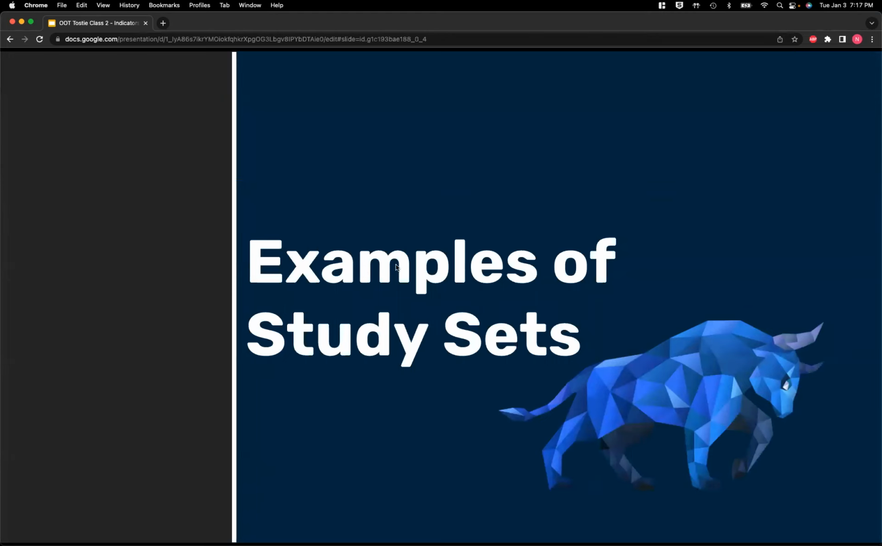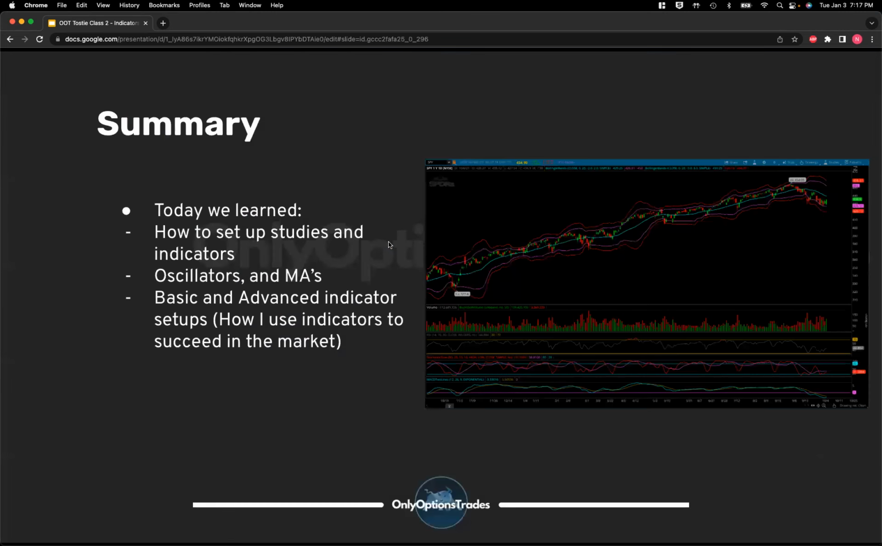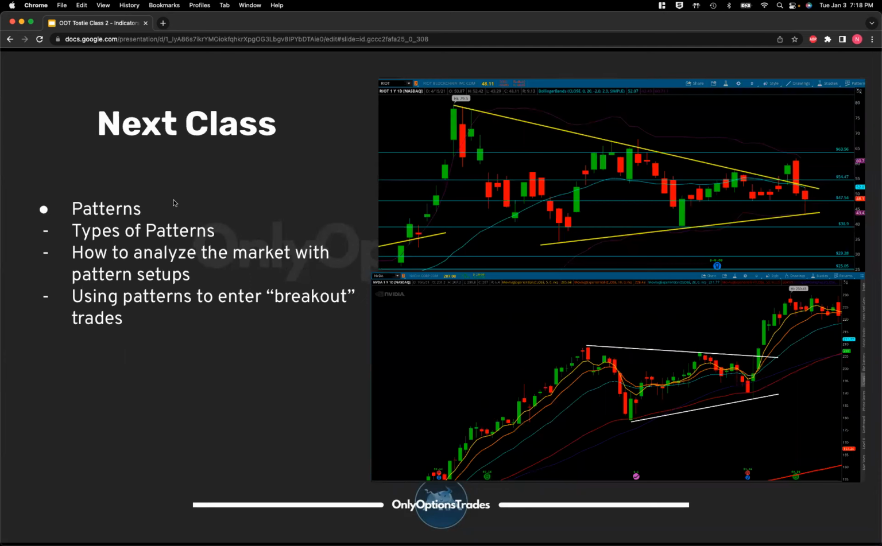Okay, so we looked into some examples of setups. I want to just summarize and wrap up since we've been going pretty long. I can talk about some more setups maybe in the next lecture, but I kind of want to call it at this point. So let's summarize what we discussed. We didn't talk about setting up studies and indicators; that's another lecture. We talked about oscillators and moving averages, and I talked about a few of my favorite indicator setups that I use to make trades each and every day. In the next class, we're going to talk about patterns. I think actually we're going to mainly focus on trends in the next lecture.